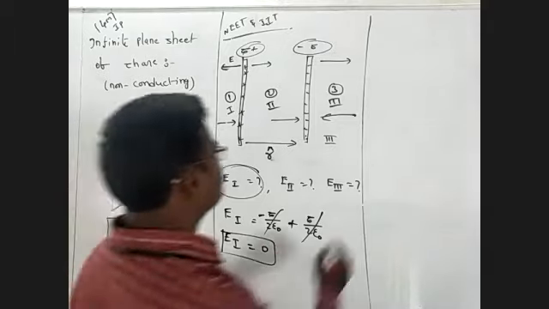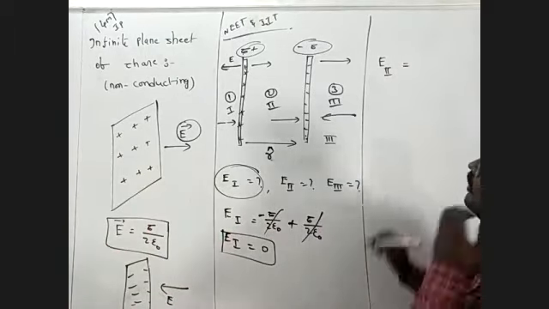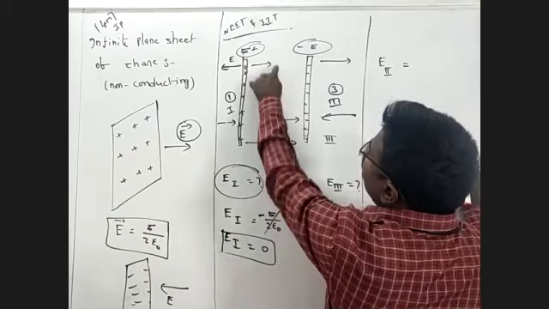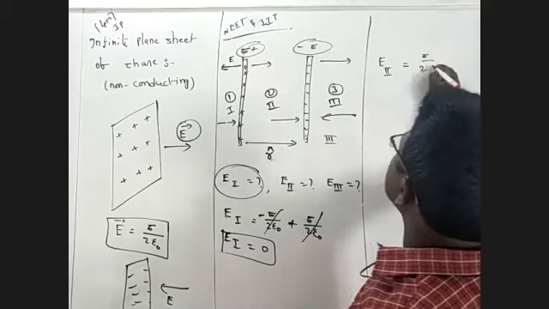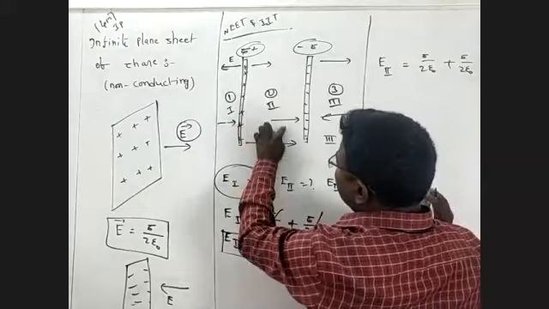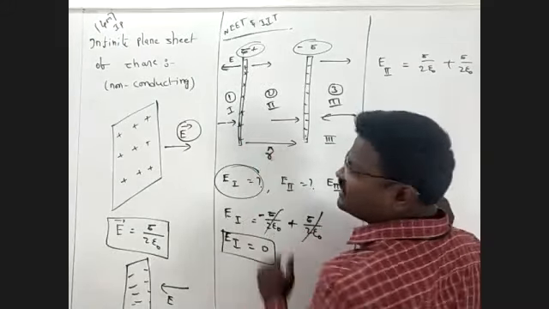Next, region number 2, how can you find it? This is the direction of one electric field, and this is the direction of the other. Both are in the same direction, so sigma by 2 epsilon naught plus sigma by 2 epsilon naught. These two electric fields and the direction of R cap are all in the same direction.